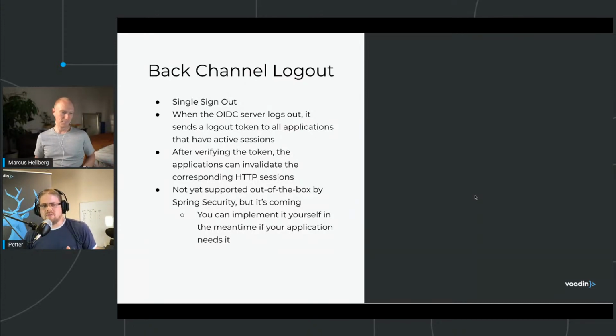I've chosen to cover back channel logouts here because that's what Keycloak supports. Essentially, it means that whenever you log out from Keycloak, you will receive a logout token that is sent over to a REST endpoint inside your application. Then you can verify that token, and then you need to invalidate the sessions that are associated with that particular token. This is not yet supported out of the box by Spring Security, but it is coming in a future version.